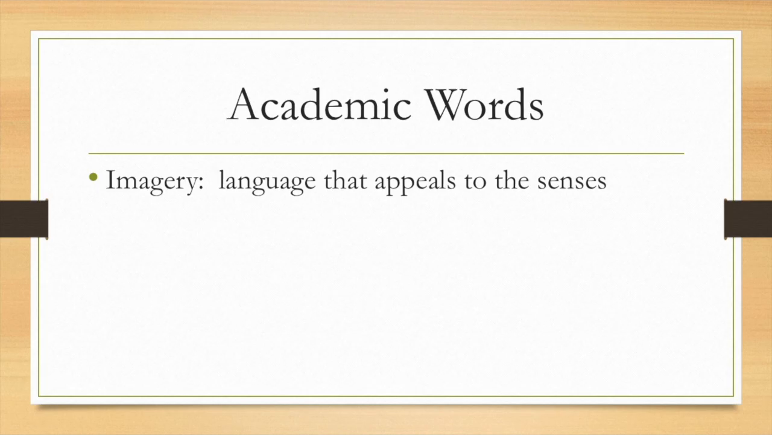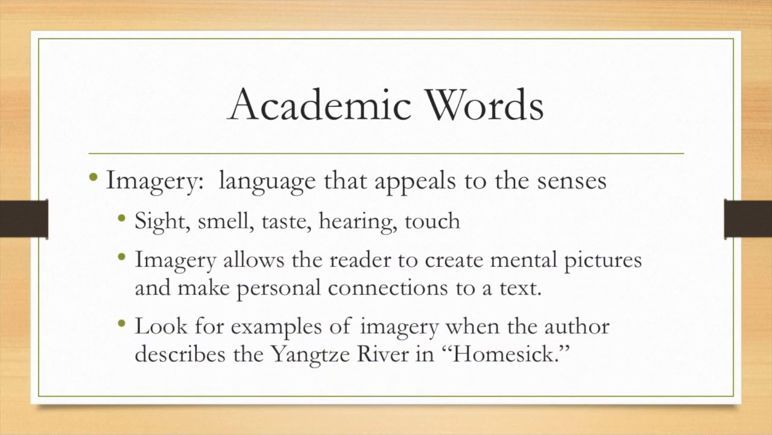And the last academic word that we're going to add today is imagery. Imagery is language that appeals to the senses. So in order to understand imagery, we need to understand what the 5 senses are. Sense of sight, smell, taste, hearing, and touch. Imagery allows the reader to create mental pictures and make personal connections to a text. We will be looking for some examples of imagery when the author, Jean Fritz, describes the Yangtze River in Homesick.